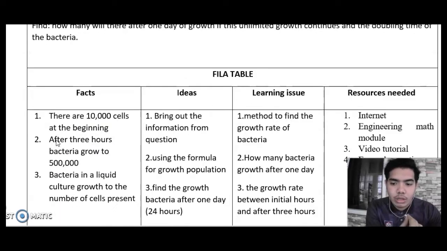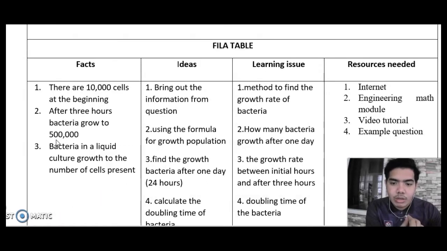For the table of facts, what we can get from the question is: first, there are 10,000 cells at the beginning. Second, after 3 hours, the bacteria grow to 500,000. The last one is that the bacteria growth is proportional to the number of cells present.